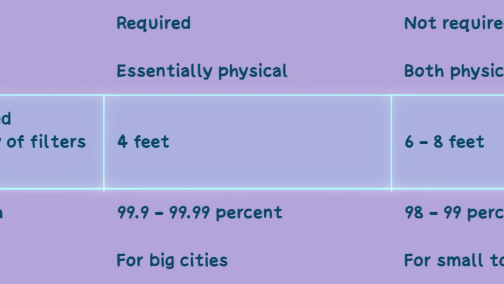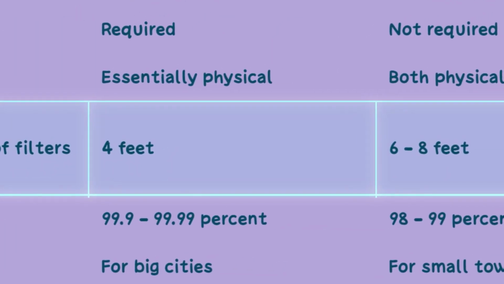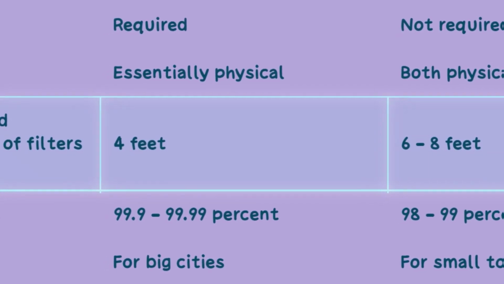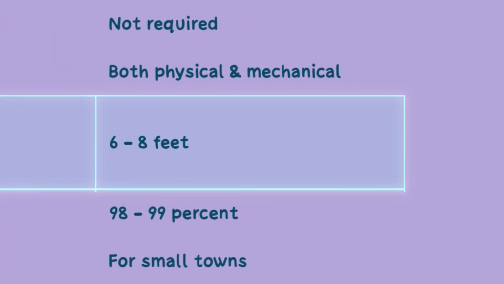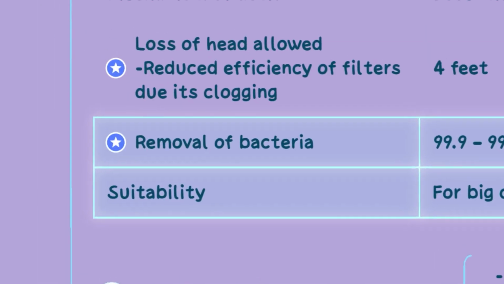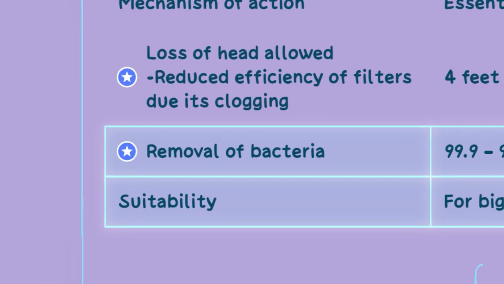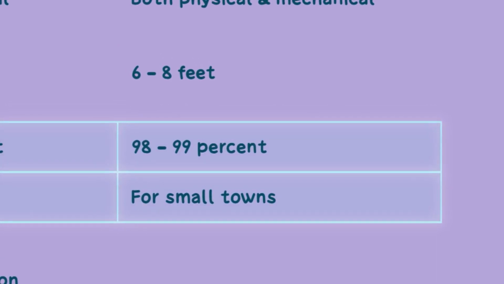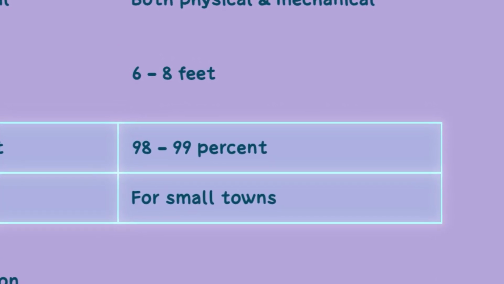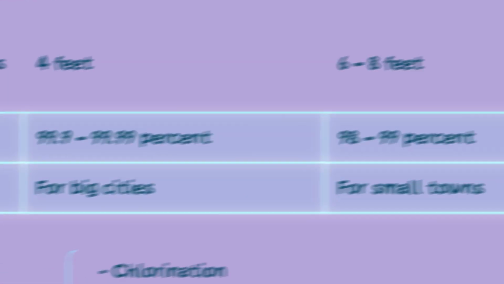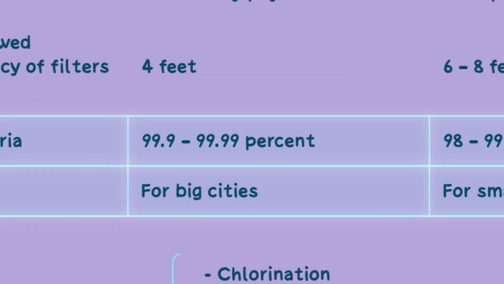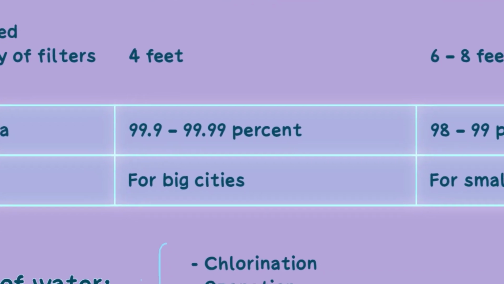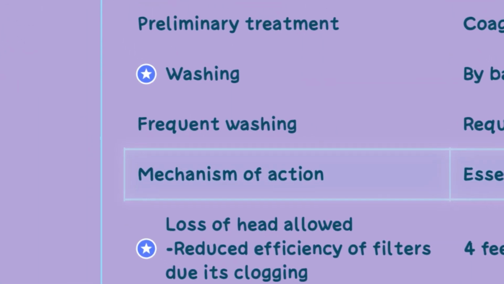Rapid sand filters tolerate a higher loss of head due to clogging, about 4 feet compared to 6 to 8 feet for slow sand filters. Bacteria removal is another important point to note. Slow sand filters achieve a bacterial removal rate of 98 to 99%, while rapid sand filters provide a higher removal rate of nearly 99.99%.